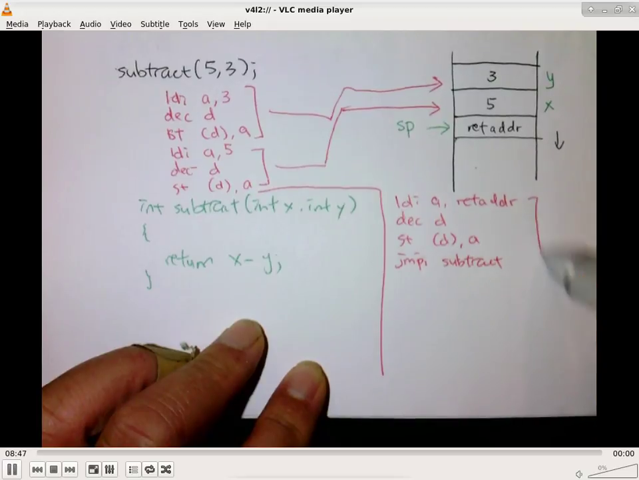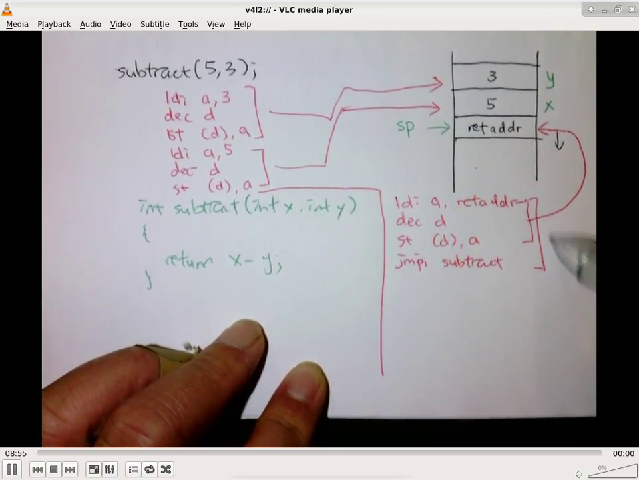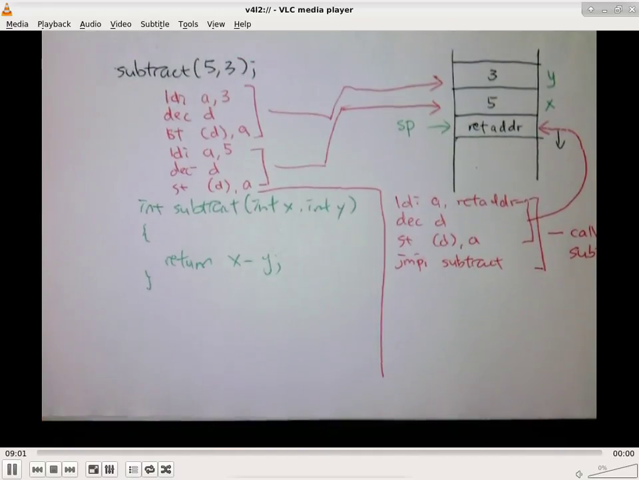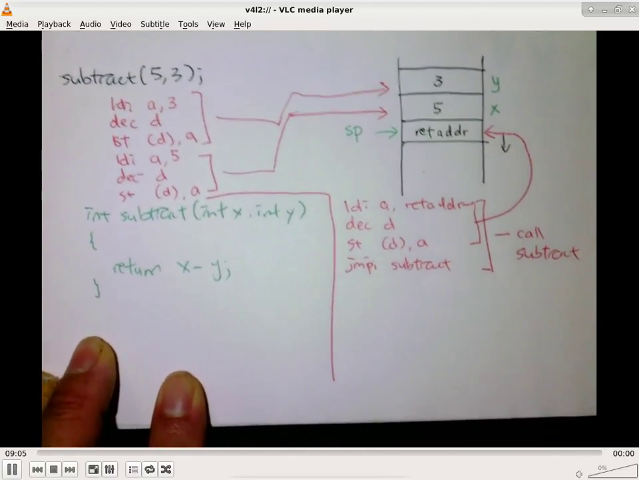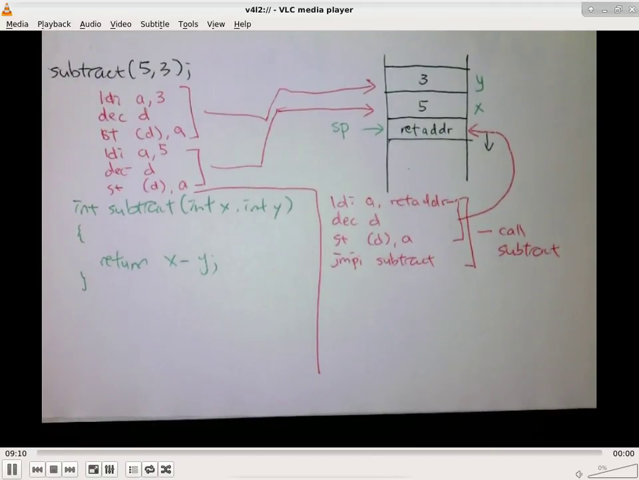In other words, these three instructions, to be more specific, are responsible for the return address being on the stack, but together, this is actually just calling subtract as a subroutine. Oops, I guess I have to hand this one over a little bit. There we go. Okay. Is that part okay?